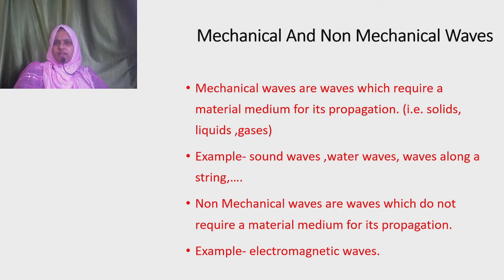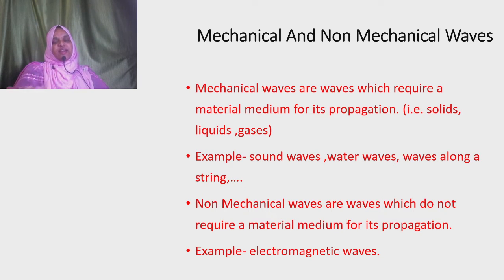So what are mechanical waves? Mechanical waves are waves which require a material medium for their propagation. Material medium means a medium having elasticity as well as inertia, like solids, liquids, gases, etc. So mechanical waves can be propagated through a solid medium, a liquid medium or a gaseous medium. There are many examples of mechanical waves: one is sound waves, then we have water waves, then waves along a string. These are all examples of waves which are transmitted through a medium.